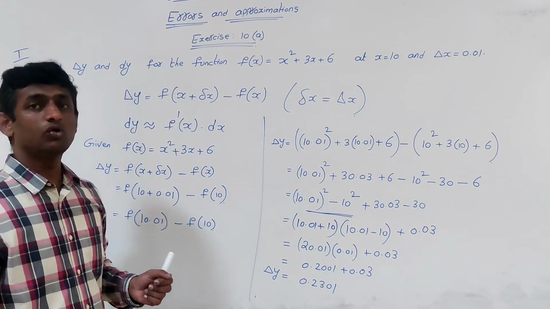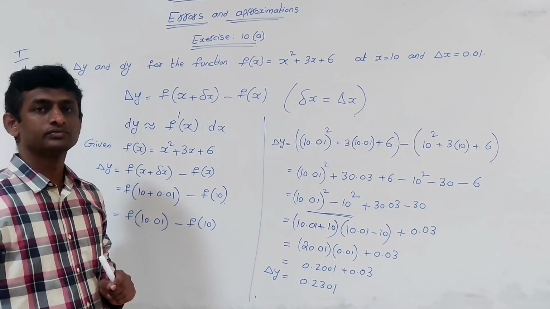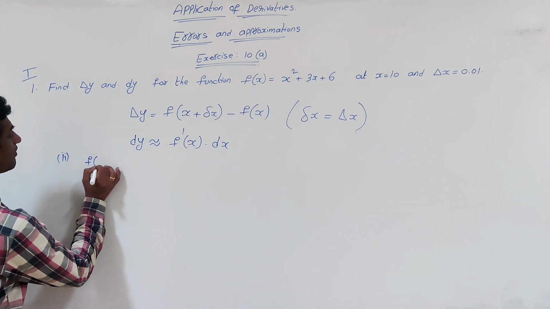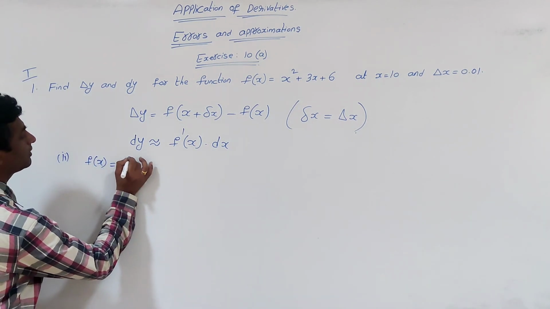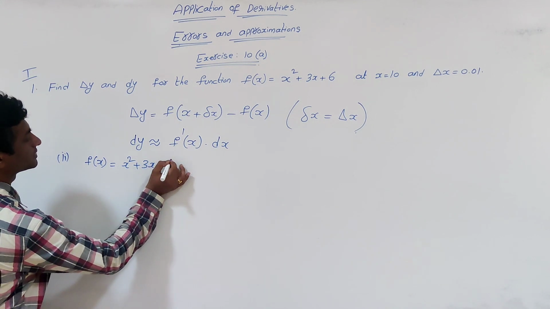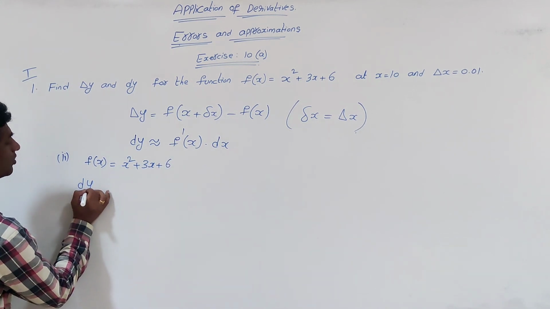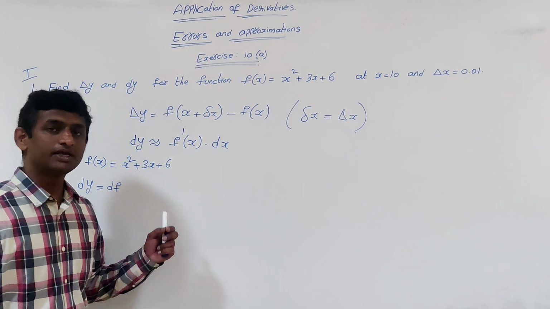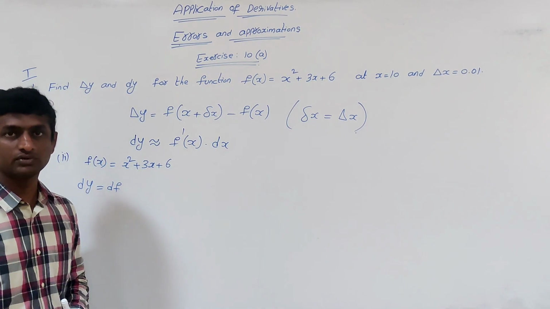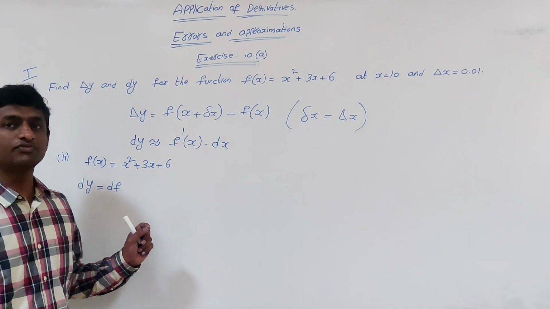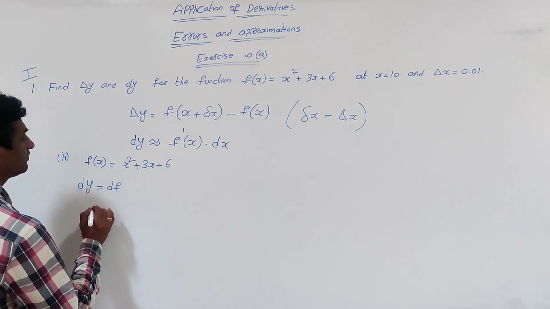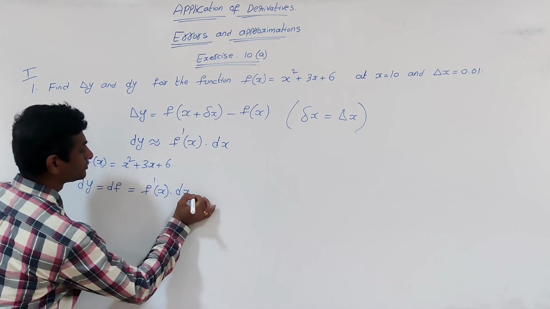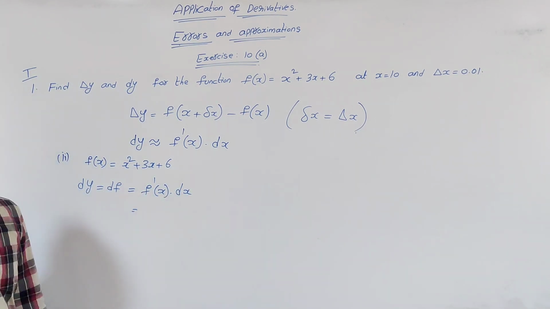Now we'll see what is dy. As f of x is equal to x square plus 3x plus 6, dy, or we can have df. Sometimes in some textbooks, in the place of y we can have f. So dy or df, both are the same. Now df is equal to f dash of x into dx, so the derivative of the function.